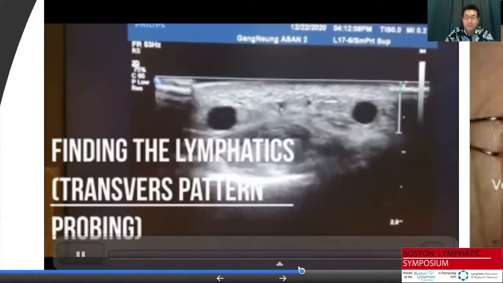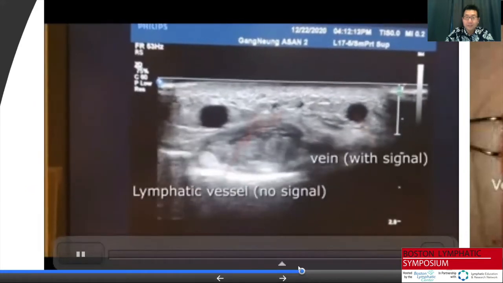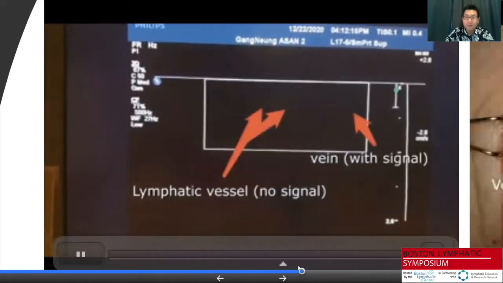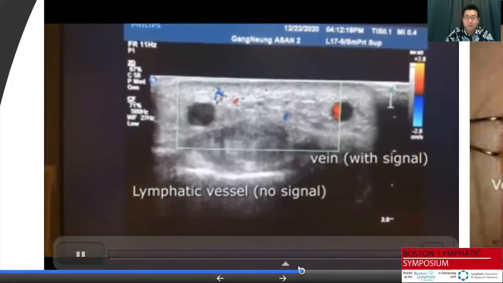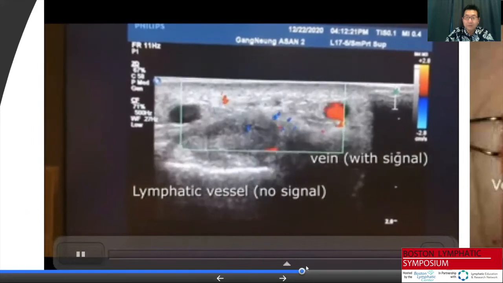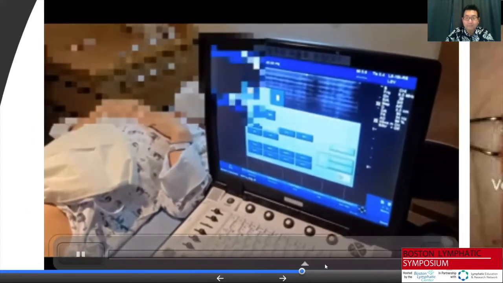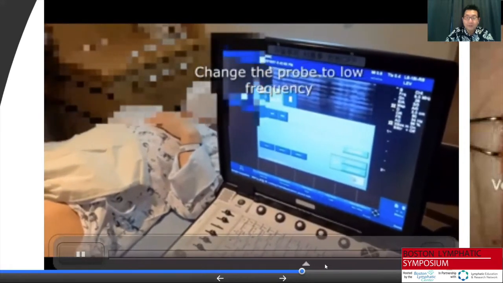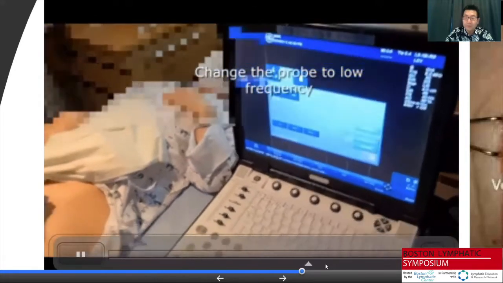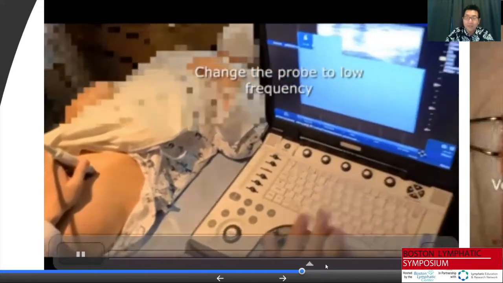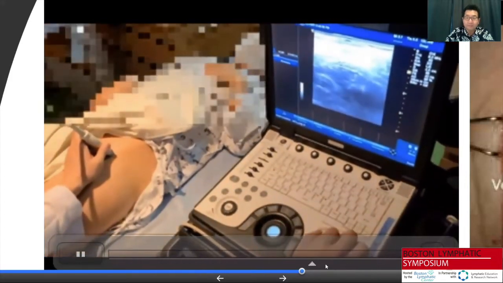So here is a clearer distinction of how we do the compression test in a transverse pattern. We're able to see a large vein nearby, and you could see that small lymphatic vessel that has no signals, confirming the lymphatic vessel and a nearby vein. After that, once we find the superficial vein, you want to trace it and see the branch of the lymphatic vein, and that branch is the target because it will give that Venturi effect.